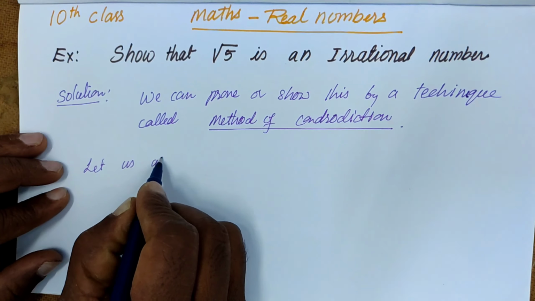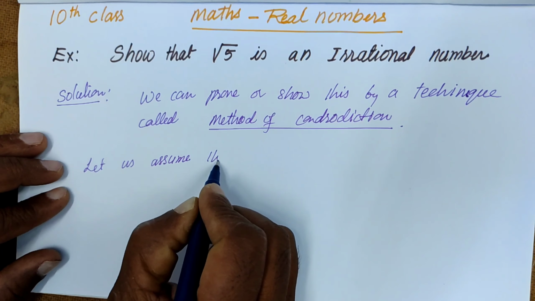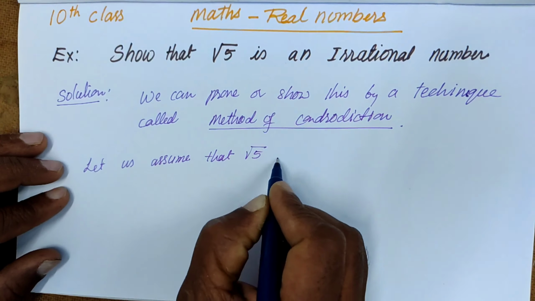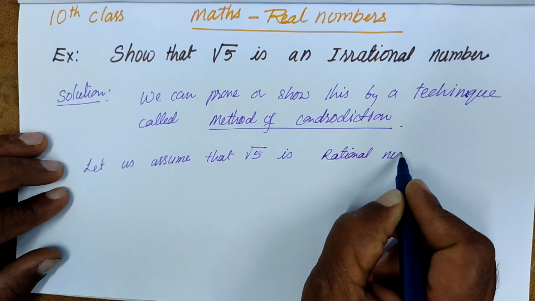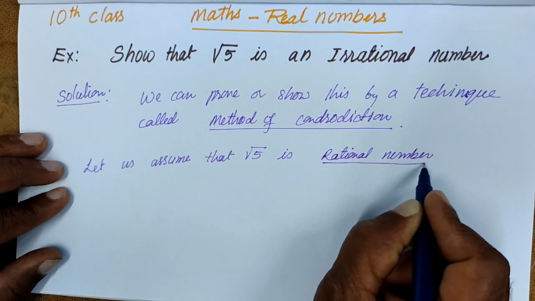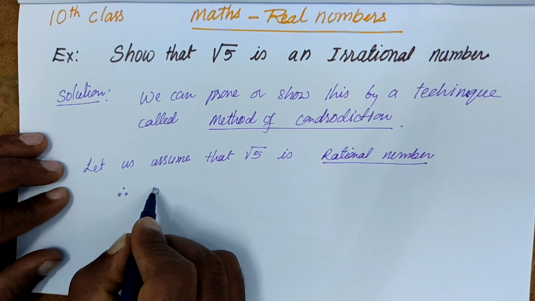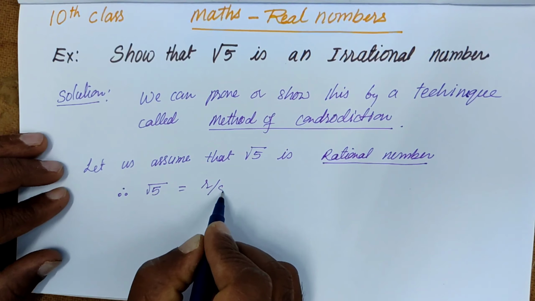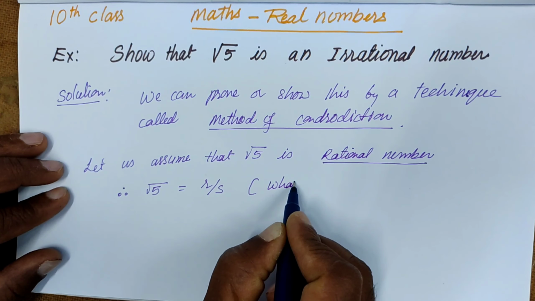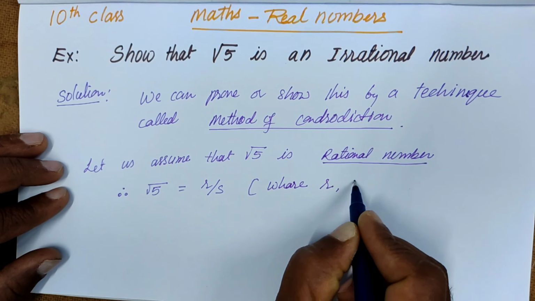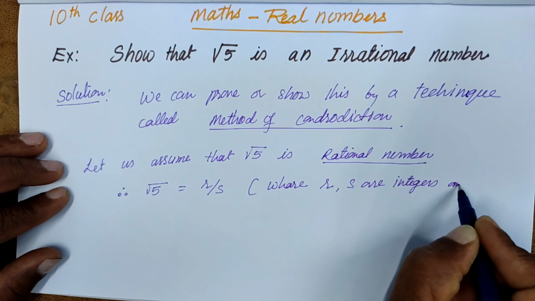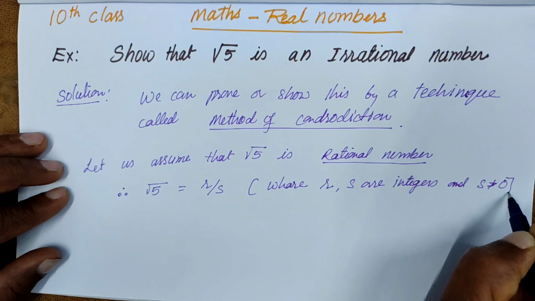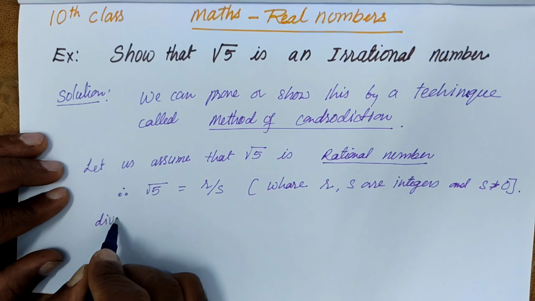For that, let us assume that root 5 is a rational number. Then root 5 can be written as r by s. This is the rational number definition, where r and s are integers. Root 5 is equal to r by s, where r and s are integers and s is not equal to 0.